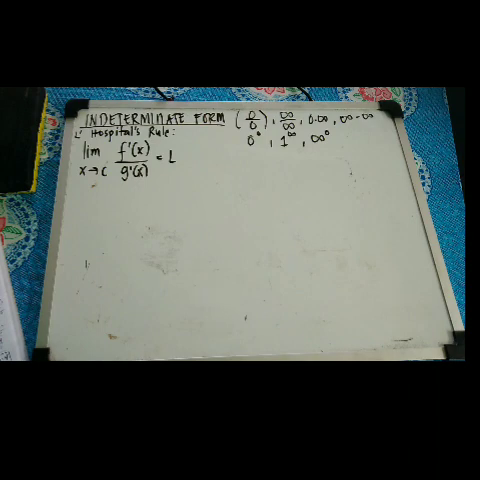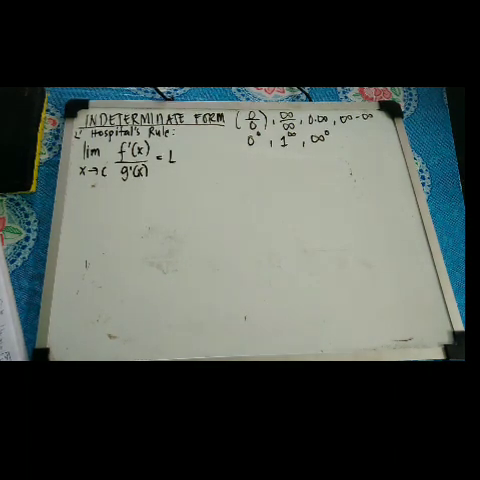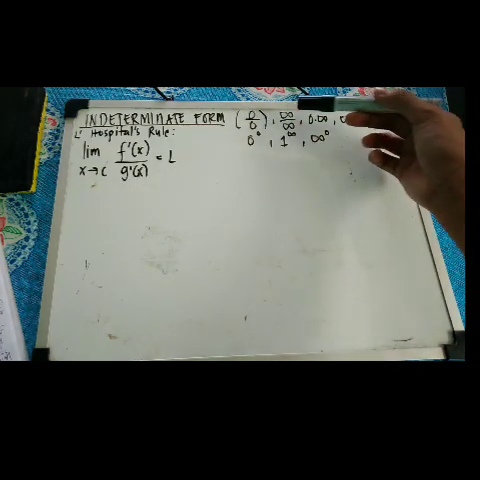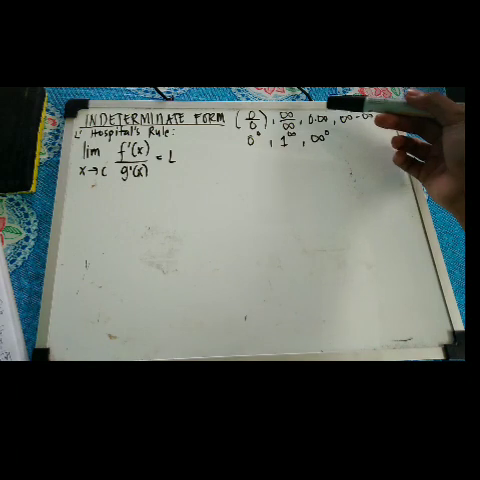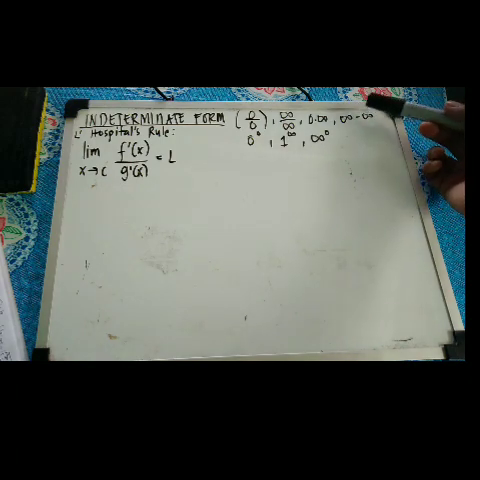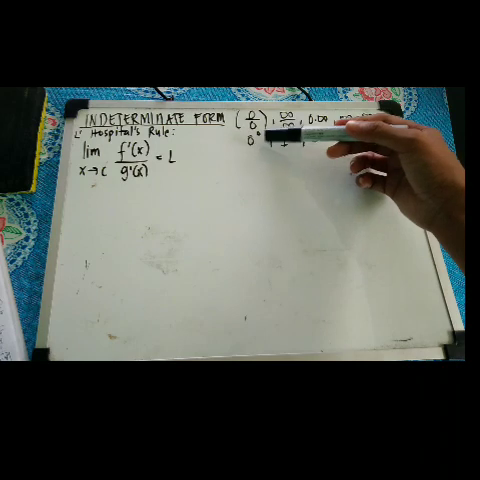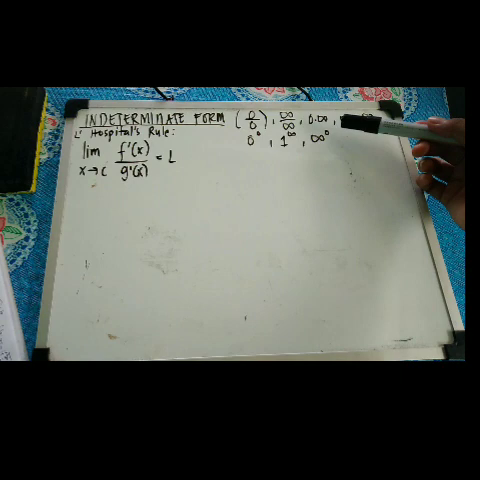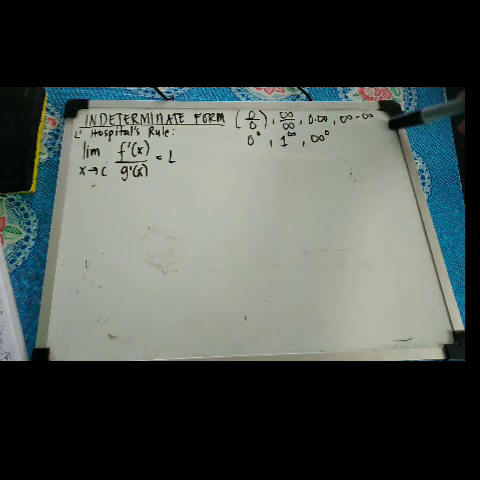In this video, I will teach you how to find the limits if we have indeterminate forms. So we have 8 indeterminate forms. We have 0 over 0, infinity divided by infinity, 0 times infinity, infinity minus infinity, 0 raised to 0, 1 raised to infinity, and the number 7, infinity raised to 0. So all these are indeterminate forms.